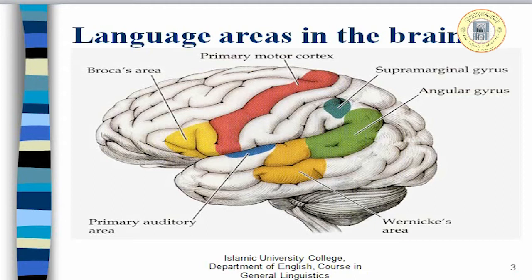We'll have two areas. Number one, Broca's area is the anterior speech cortex, or more usually Broca's area, named after Paul Broca, a French surgeon who first discovered this area. This area is responsible for motor programming for articulation, which is speech production, and morphosyntactic analysis.